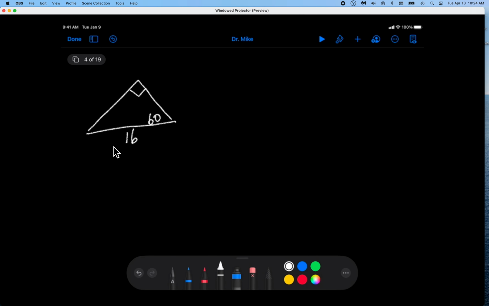Okay, so what do we have here? If that's 60 and that's 90, this has to be 30. They give us the side opposite the 90, so we have that. And that's 16. We have to go to 30 first.